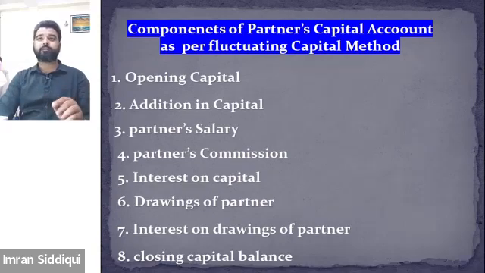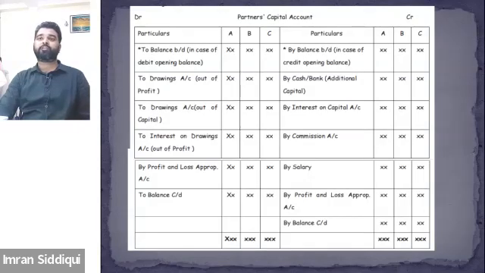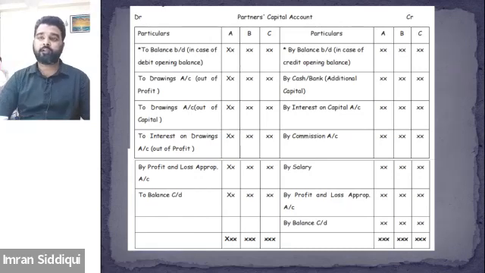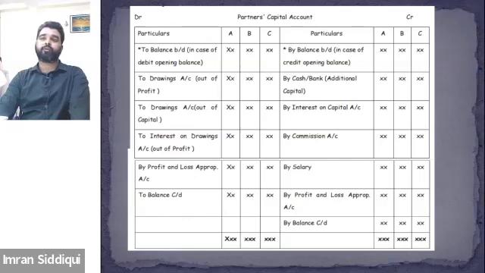This is as per the fluctuating capital method. This kind of account is formed when we follow the fluctuating capital method to prepare the capital account. On the credit side, we will first of all write down the opening balance, the balance brought down. Then any kind of introduction or addition in the capital will be shown on the credit side.